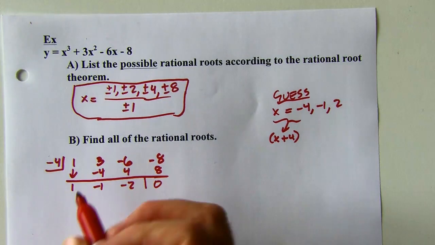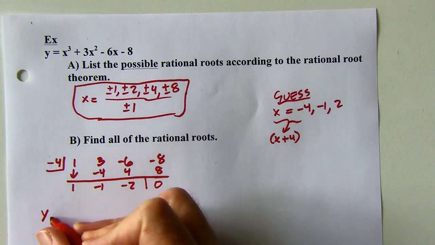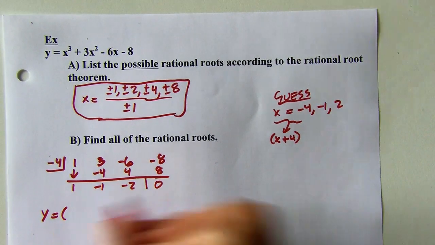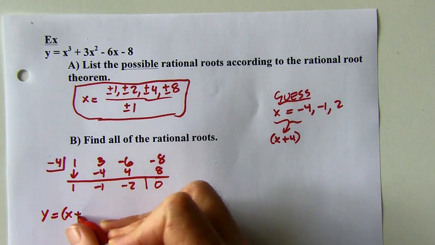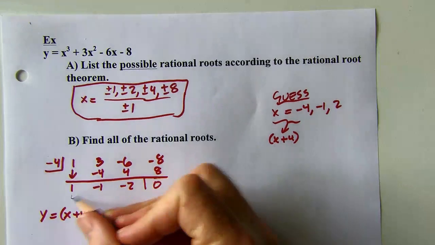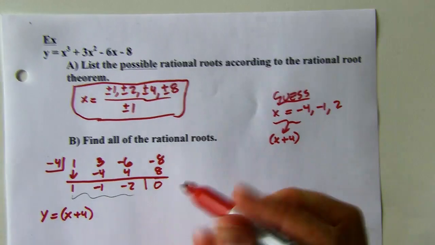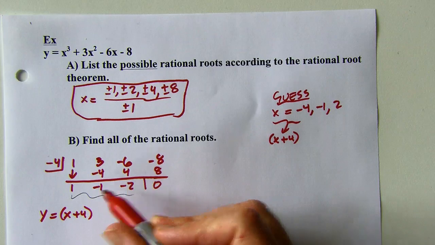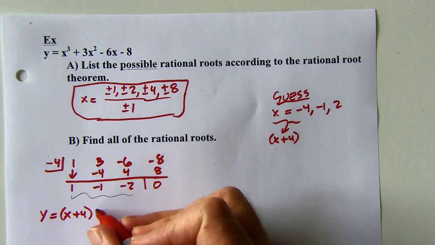Also, I can think, well, what have I done? I've taken this and I've factored out x plus 4. And what do I have left? Well, I have this polynomial, right? So this is the remainder. This is a constant. This would be negative 1x and x squared.